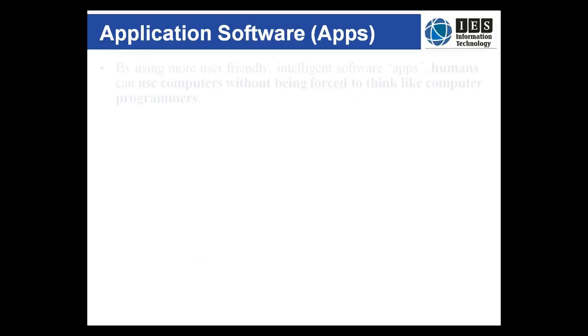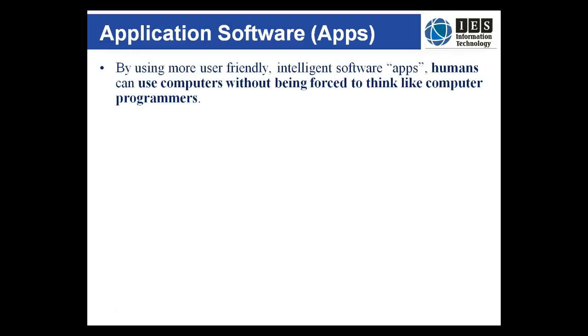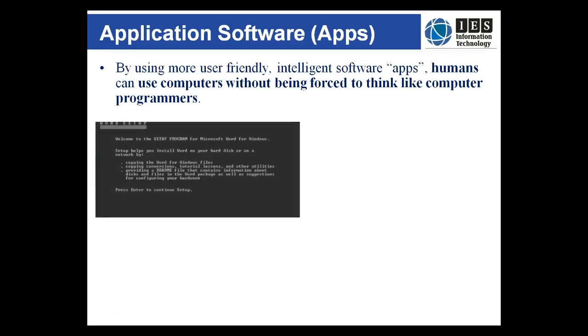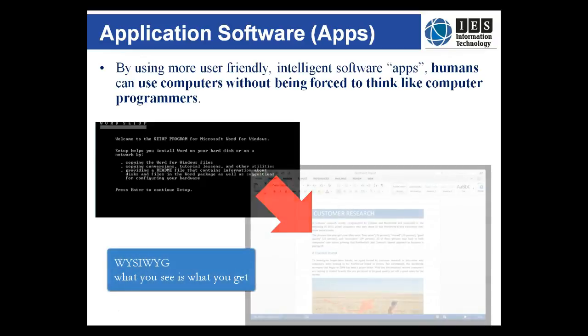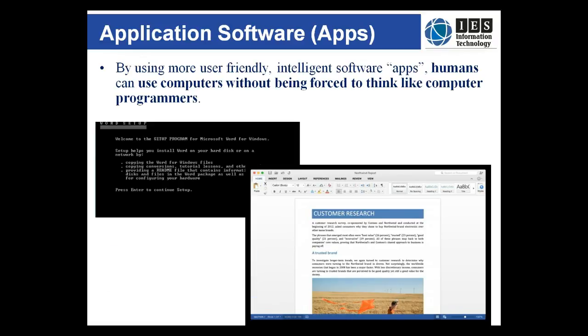Now, as more user-friendly and intelligent software or apps are created, people no longer need to think like computer programmers to complete the tasks they wish to perform. In its earliest forms, Microsoft Word documents had codes not dissimilar to the HTML tags embedded in them, so that when the file was processed, the formatting you wanted would appear. Now, it's a WYSIWYG, that stands for what you see is what you get, application, where the formatting is done on the screen in front of you, and the codes needed to complete the formatting are hidden from the user.